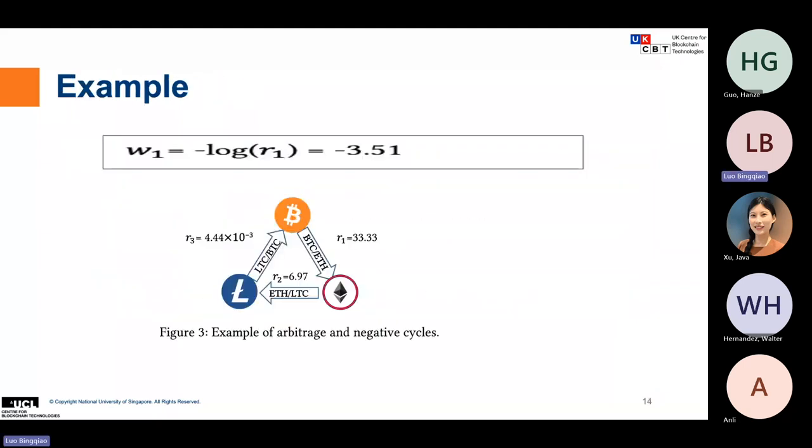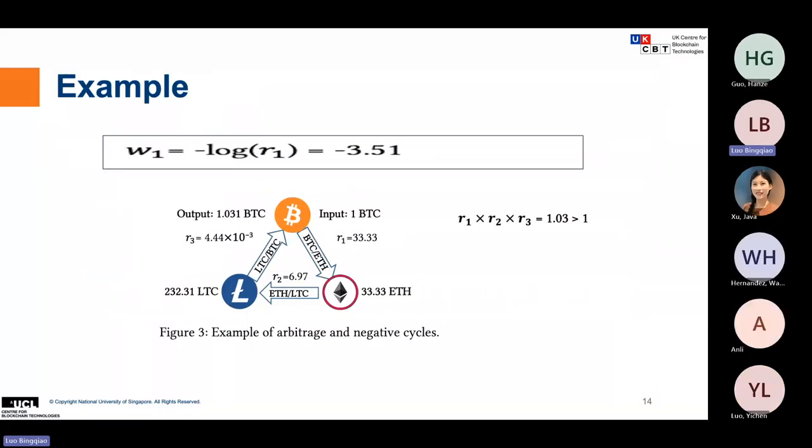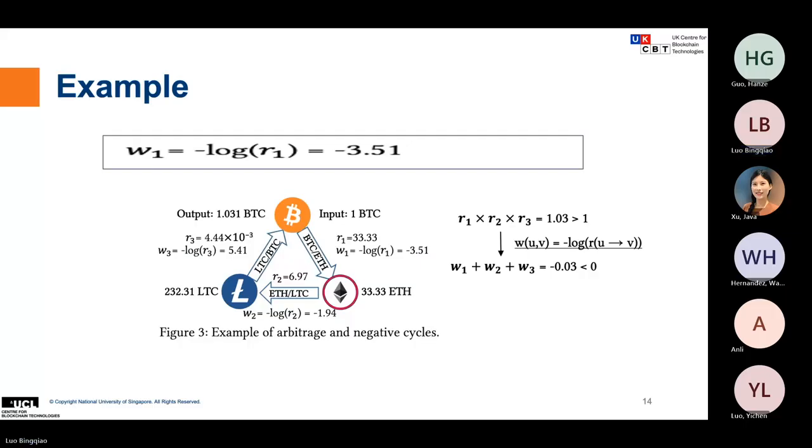I'll use this example to show how this transformation works. It's the same example I showed in the introduction. With the exchange rates, the input of Bitcoin will increase in the output. And if we do the log transformation, it leads to the sum of these weights being smaller than 0, which we call a negative cycle.